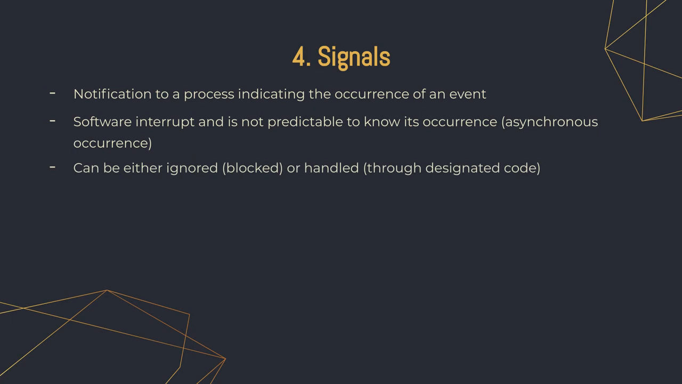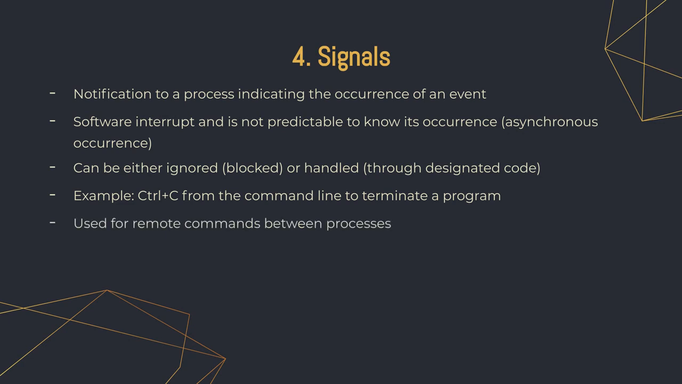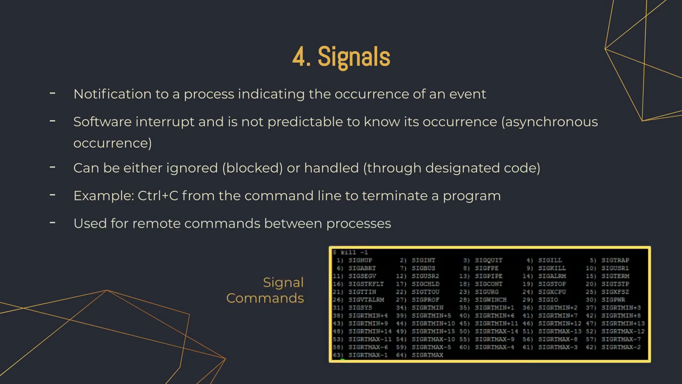Now, signals can either be ignored, which means they're blocked, or they can be handled using some sort of default action. So when a process detects a signal, it performs the default action, then handles it, and then closes the signal. An example of this would be pressing Ctrl C on the command line, which terminates whatever process you have started in the command line. These are some standard signal commands that you can see if you type kill -l into the command line.